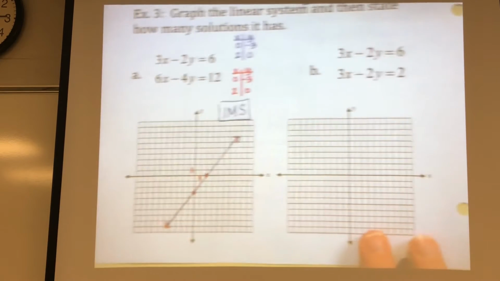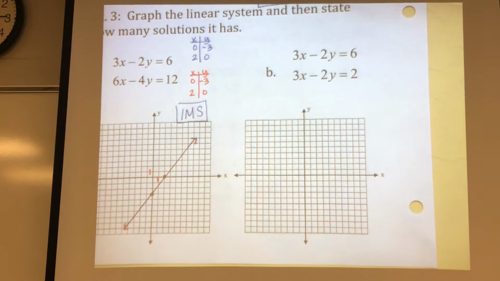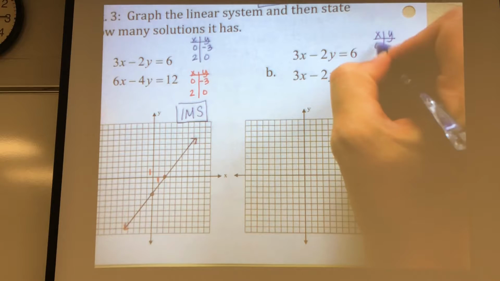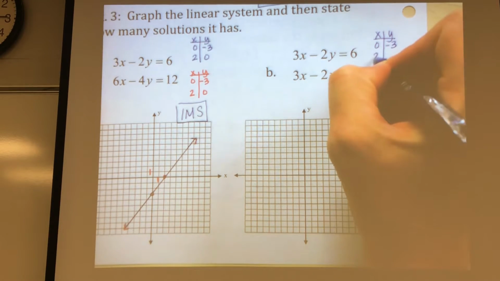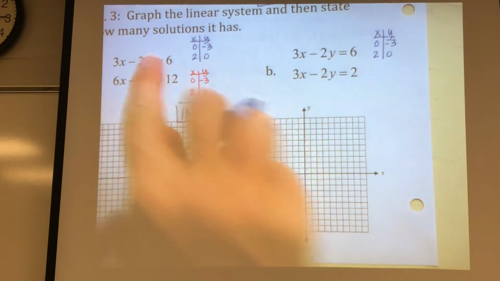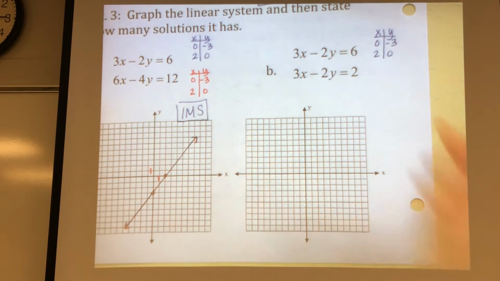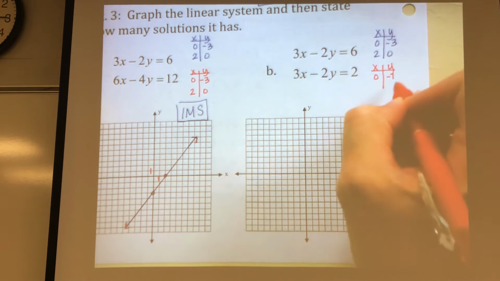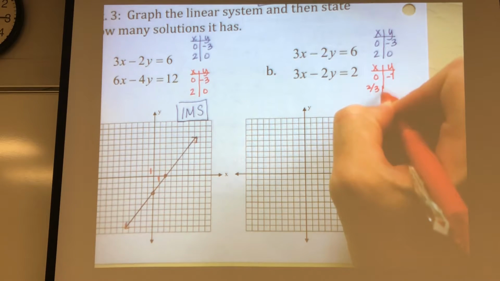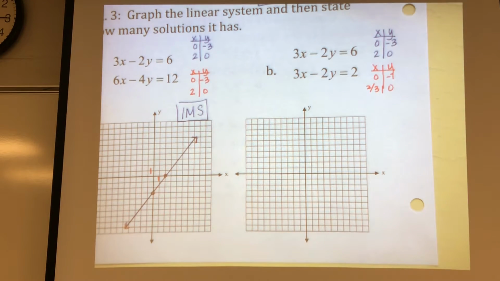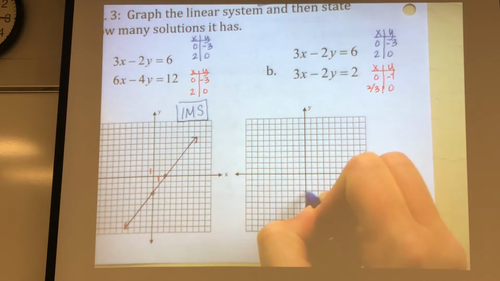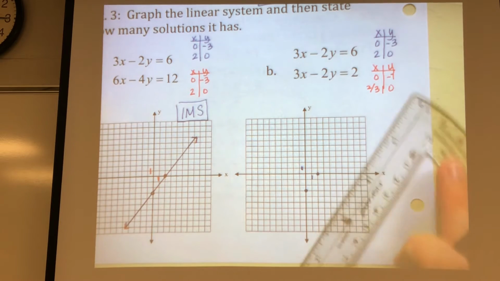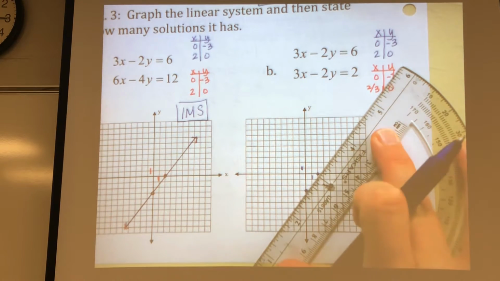All right, let's look at B. For B, our first line has a y-intercept of 0, -3 and an x-intercept of 2, 0. You might notice it's the same line as over there. But our second line has a y-intercept of 0, -1, and an x-intercept of 2/3, 0. So sticking with the same scale as before, counting by ones on our x and our y axis, our first line will look the same as it did on part A.